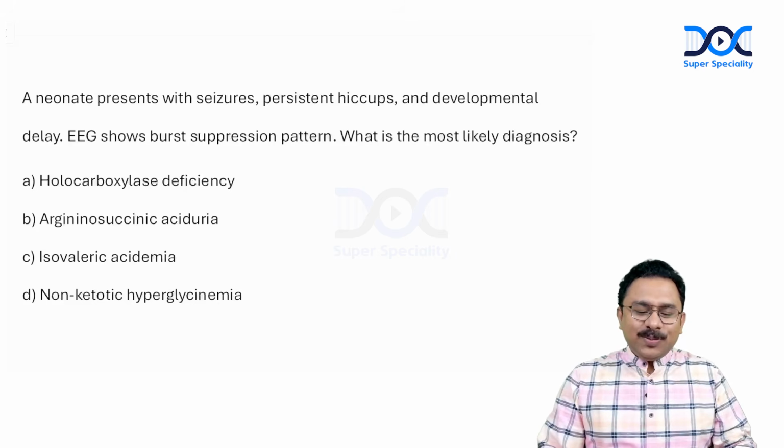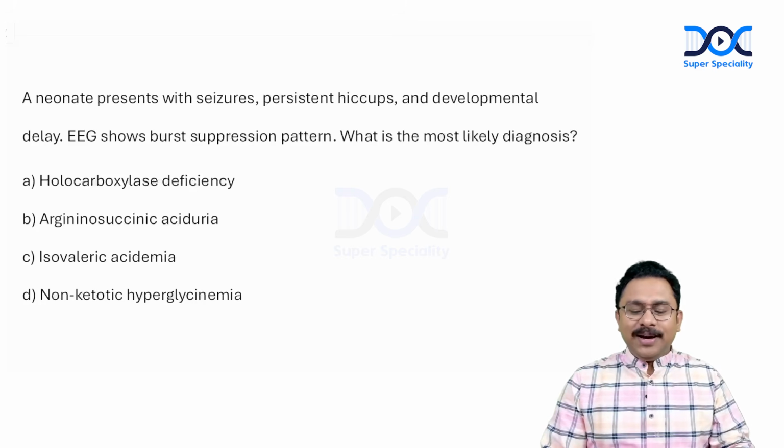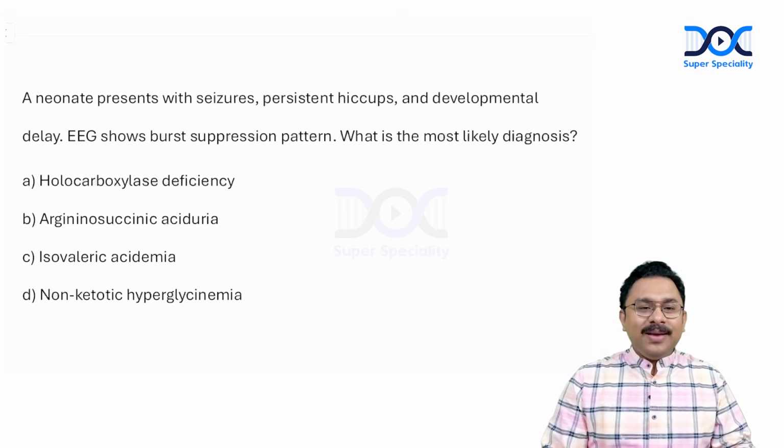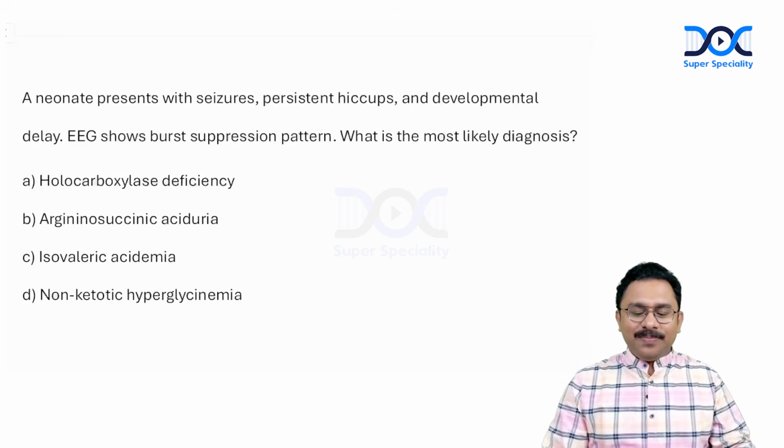Coming to the next question, a neonate presents with seizures, persistent hiccups, and developmental delay. EEG shows burst suppression pattern. What is the most likely diagnosis? Options, holocarboxylase deficiency, arginosuccinic aciduria, isovaleric acidemia, and non-ketotic hyperglycinemia.